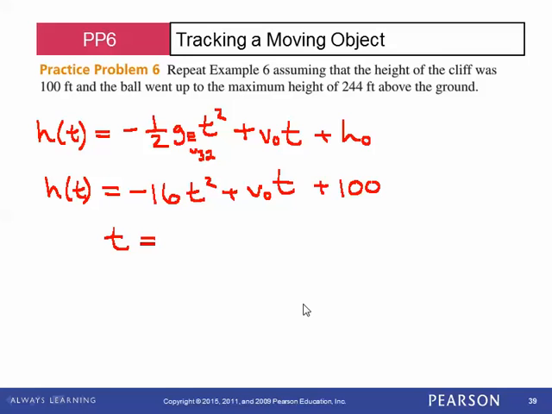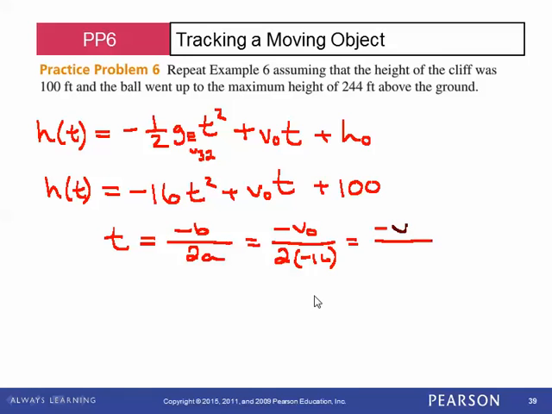All right, and again, plugging in negative b over 2a, the vertex formula. Again, the b value is v naught over 2 times a, which is negative 16. At that point, you get negative v naught over negative 32, or, hey, that's the same thing we got earlier.